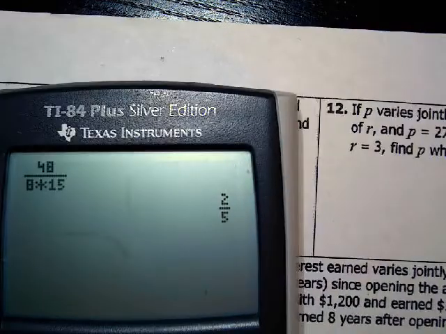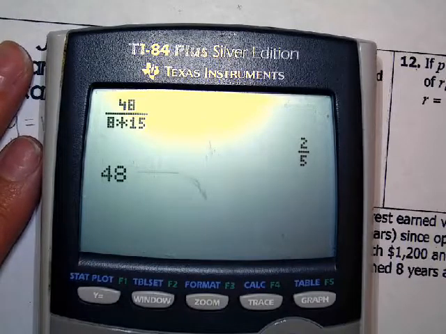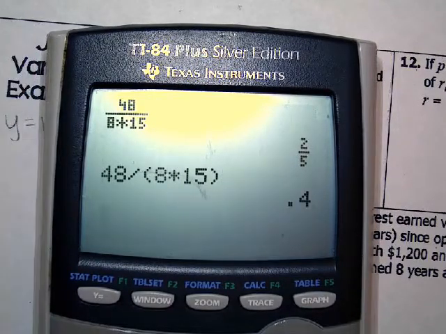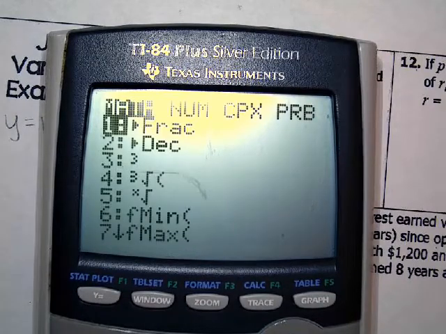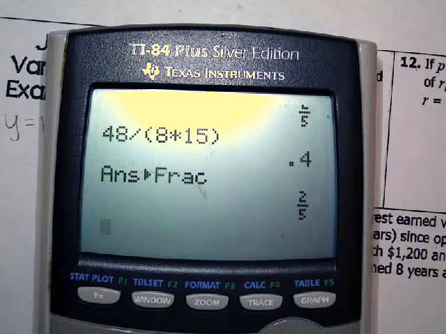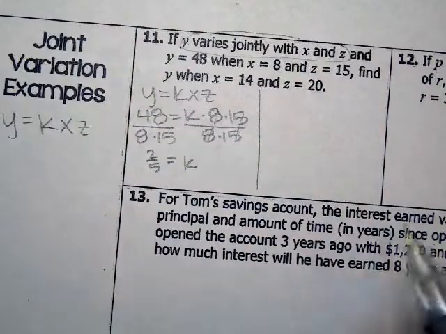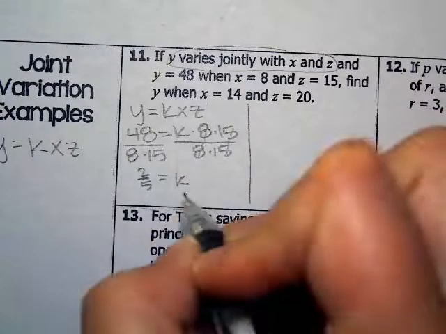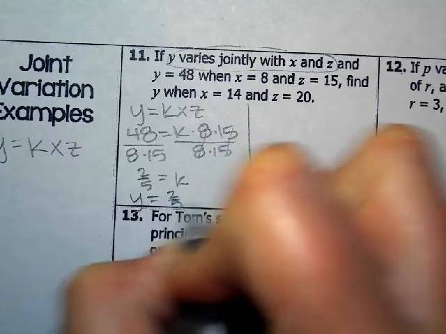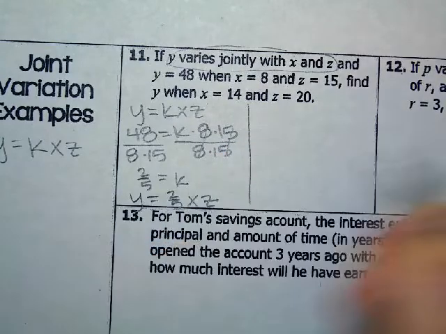Or you can do 48 divided by 8 times 15 like that. And then you get k as a decimal, and you can leave it as a decimal, or you can hit the math button, number 1, and turn it into a fraction. So either way is totally fine. We'll probably do this a few times. So the formula that we're dealing with is y equals 2/5, for k, times x times z.